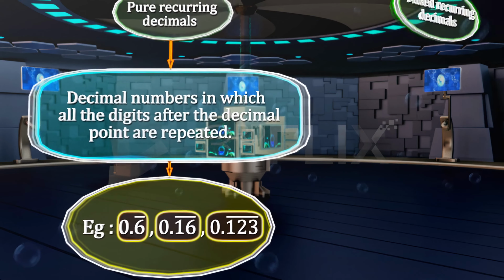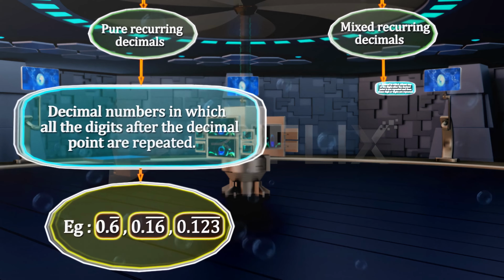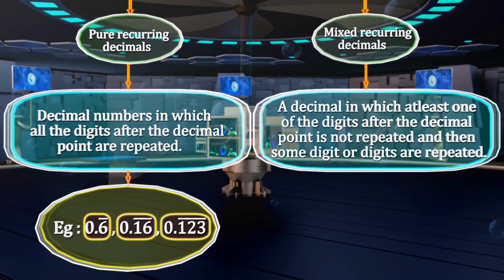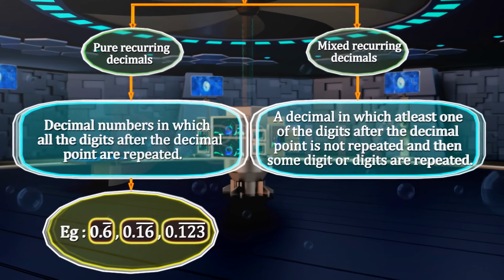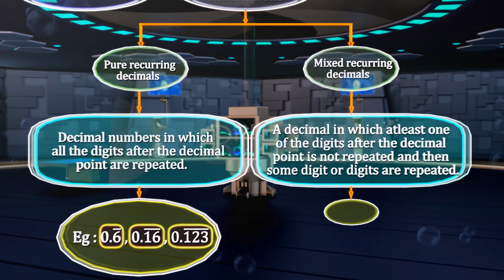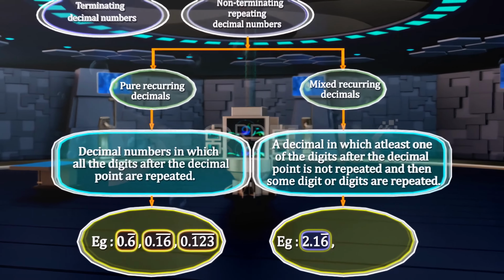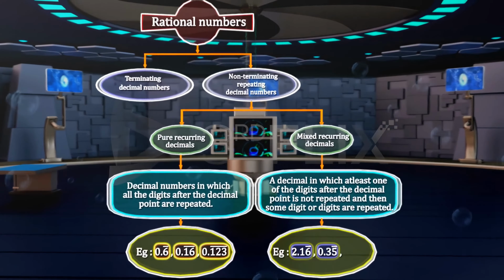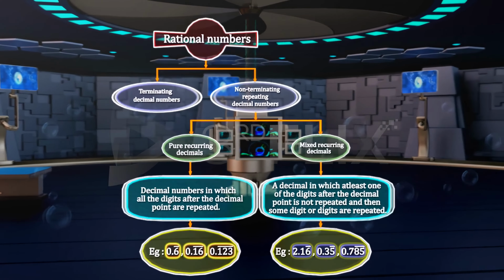2. Mixed recurring decimals. Decimal numbers in which at least one of the digits after the decimal point is not repeated and then some digit or digits are repeated are known as mixed recurring decimals. Example: 2.16 bar, 0.35 bar, 0.785 bar are mixed recurring decimals.